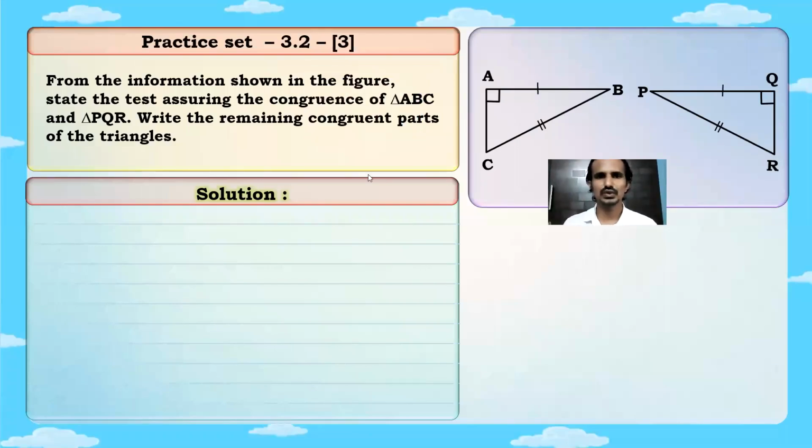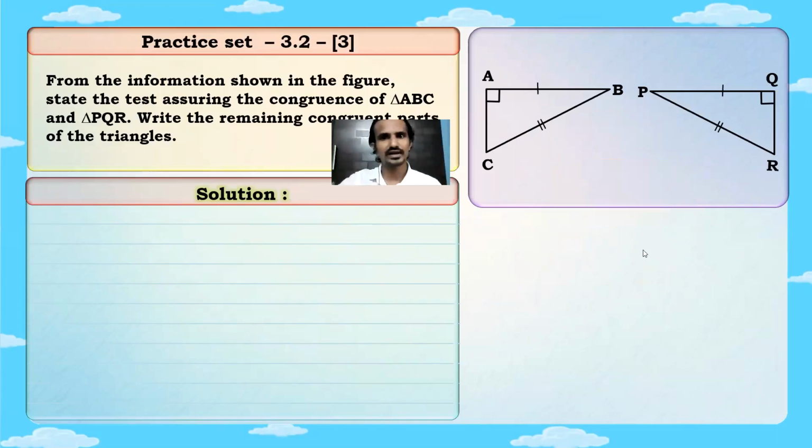From the information shown in the figure, state the test assuring the congruence of triangle ABC and triangle PQR. Write the remaining congruent parts of the triangles. So basically here, what we have to do is state the test assuring the congruence of triangle ABC and PQR. तो ऐसा test बताओ जिससे triangles congruent हो जाएगा. So simply it means state the proper test. Okay, and we also have to write down the remaining parts.